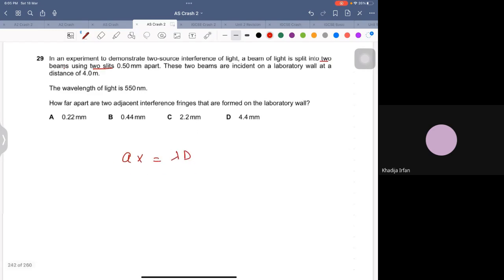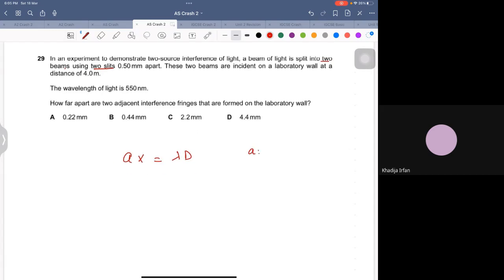Now let's figure out what is given. It says how far the two adjacent interference fringes are apart, so we need to find x. The two slits are this much apart, so that would be a, and I'm going to convert it into meters. Then it says the distance is D, so D is 4 meters and λ is 550. Now everything is so easy, because you just need to put it all into this formula. λ will be 550 times 10 raised to minus 9, D will be 4 and a will be 0.50 times 10 raised to minus 3.